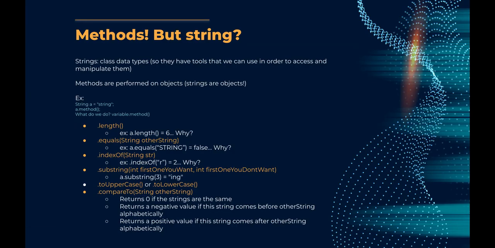Dot compareTo, that's basically comparing the first string to the second string lexicographically, I'm pretty sure. But basically what it's going to do is return 0 if the strings are the same, return a negative value if the outside string, which is a, for example, comes before the other string alphabetically, or return a positive value if the string comes after the other string alphabetically.